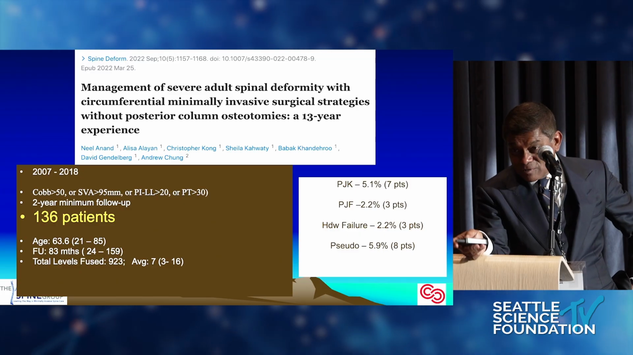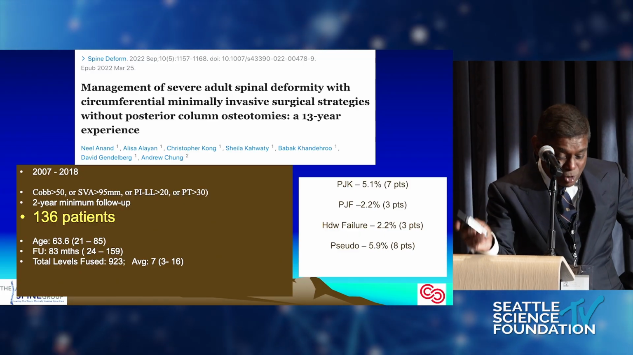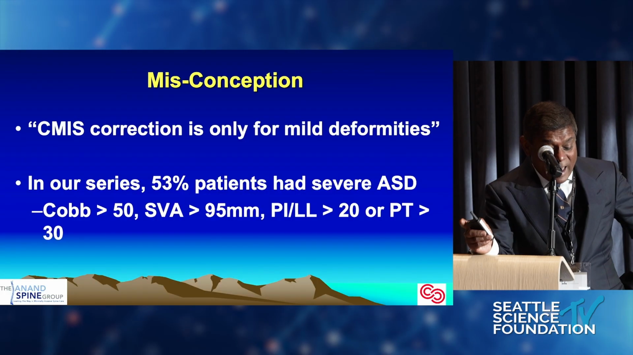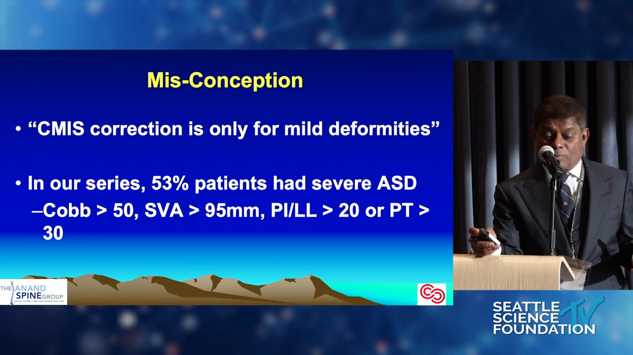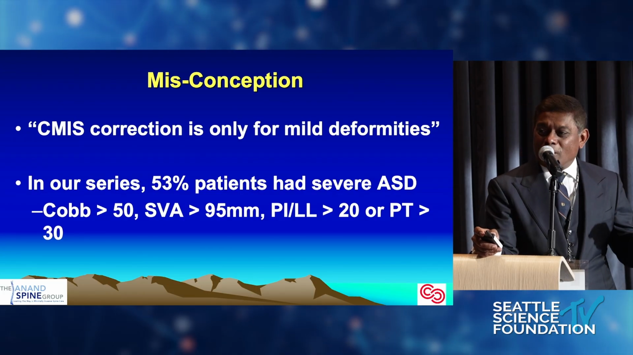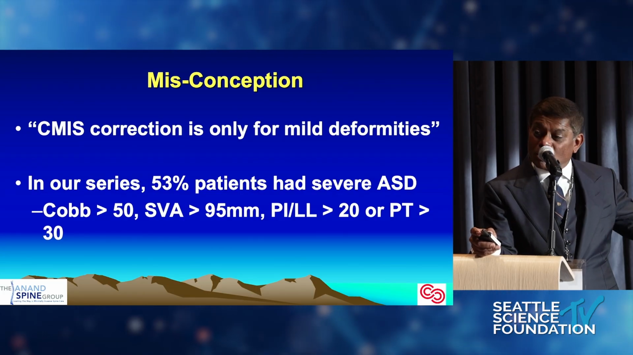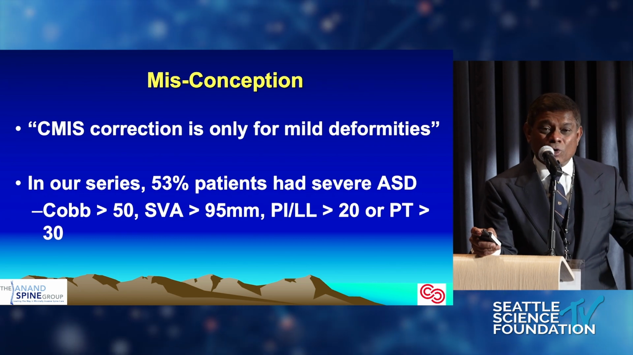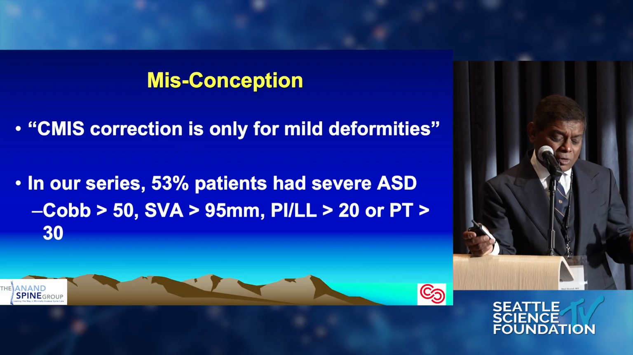And so ultimately, severe deformities, there are all those severe deformities. And this is the biggest nonsense I've ever seen, that it's only for mild deformities. 53% of our patients in our series are severe deformities. But with that protocol, you need the right protocol, not the right company. Company has nothing to do with it. It's a protocol. Thank you.